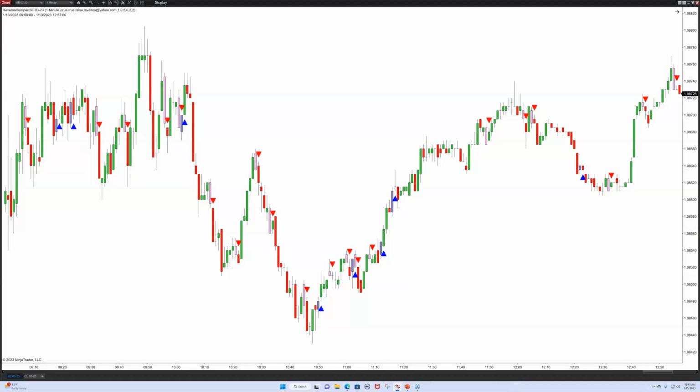Markers. Yeah, I'm going to do something on markers later, not today, because there's just not a lot of time.